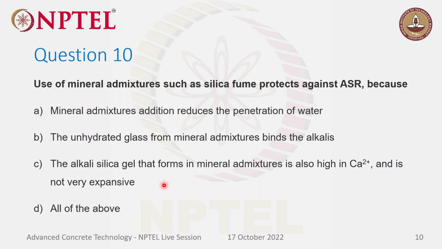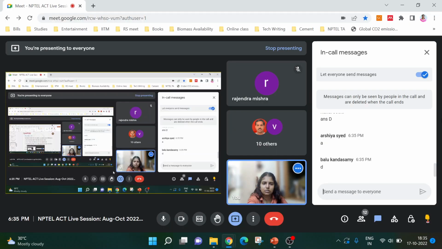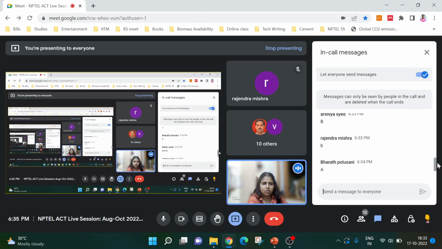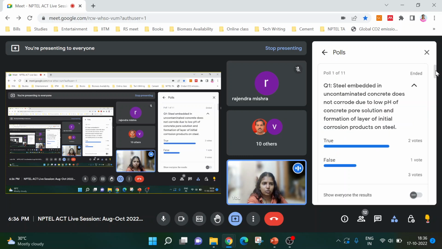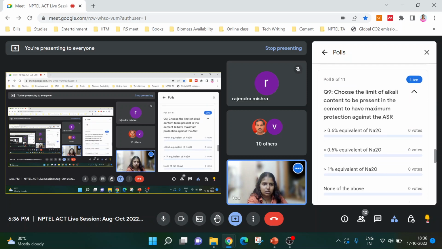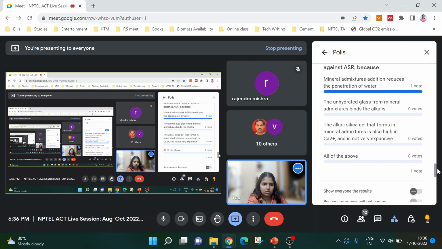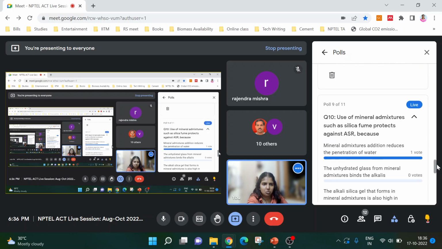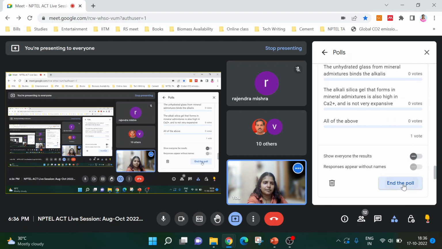Time is up. Let's see the class response. Okay, most of you have picked option A. Okay, one as option D. Okay, let's see from polls what answers you guys have picked. Okay, option A and option D. Let's see what's the right answer.